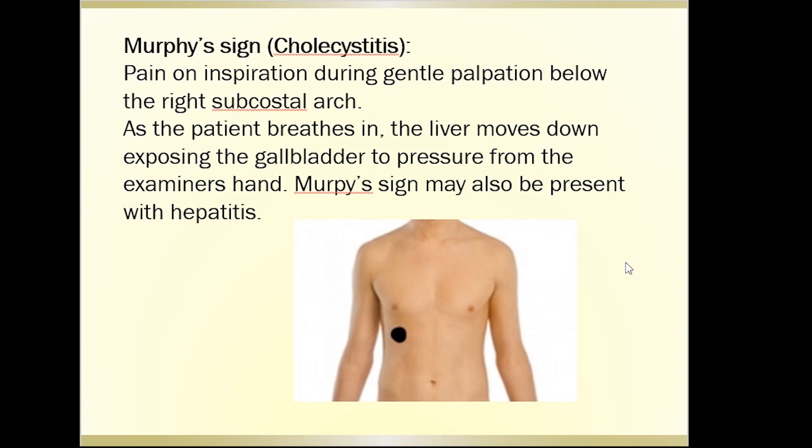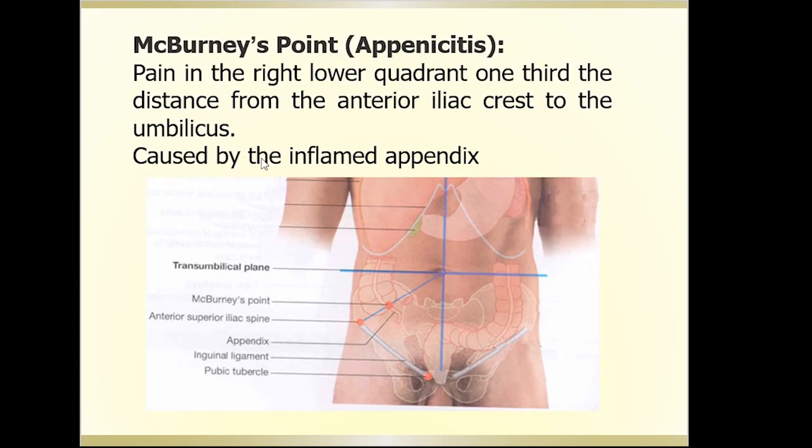So that's what we're talking about, Murphy's sign. If negative, that is normal. So the patient's Murphy's sign is negative. But if the patient has some pain, it is positive. Positive truly means the patient has an issue in the gallbladder or maybe the liver. So that's Murphy's sign.